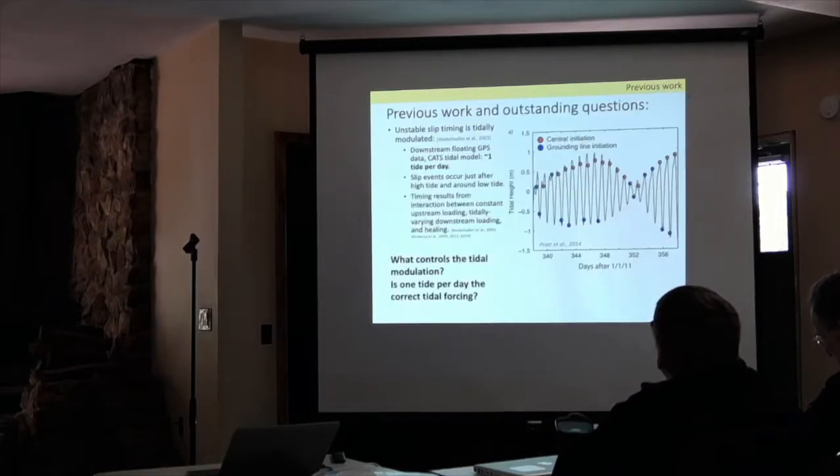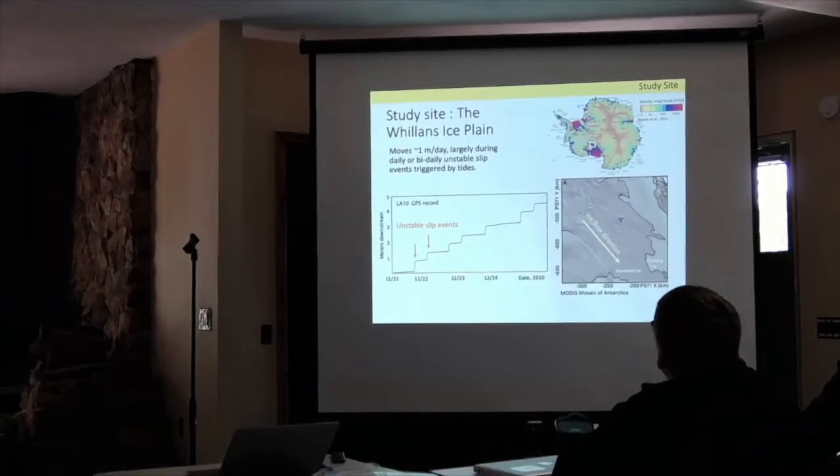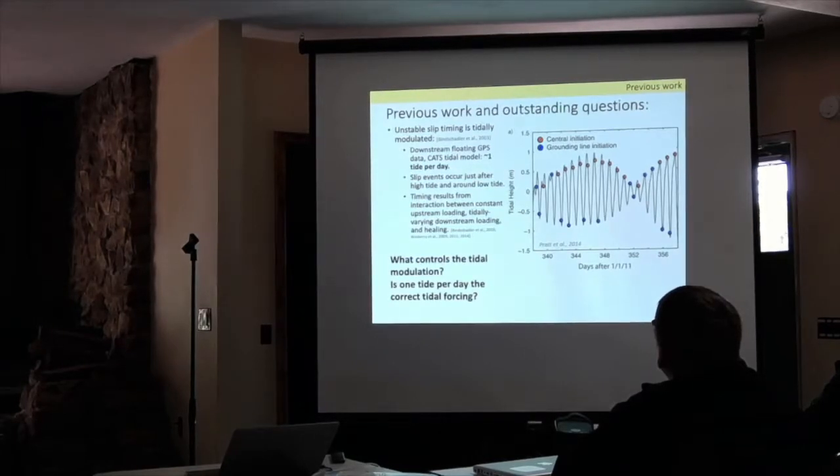So these unstable slip events are an interesting characteristic of this particular region. And there's been a whole bunch of work done on the stick-slip cycle over the last couple of decades, but I'm just going to point out a couple of the previous observations and reevaluate them given some new data that we have. Previously it was determined that the timing of those unstable slip events is modulated by the tides beneath the Ross Ice Shelf. And in previous work, for the most part, people used either a GPS, downstream on the floating part of the Ross Ice Shelf somewhere, or the CATS tidal model.